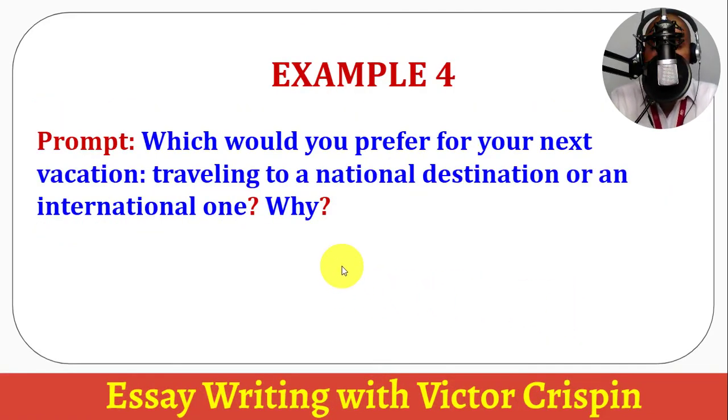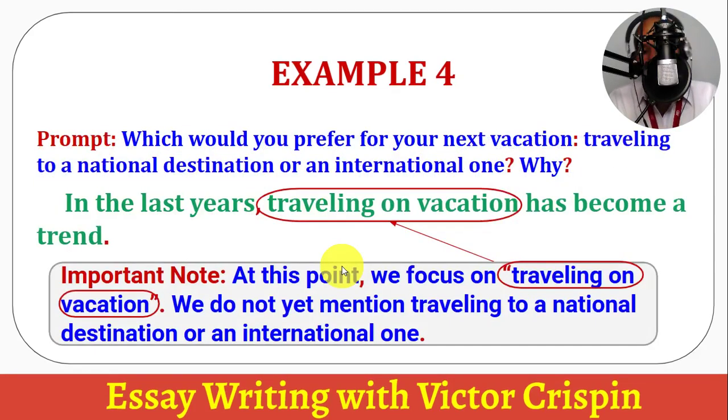Example number 4 says, which would you prefer for your next vacation? Traveling to a national destination or an international one? Why? In this case, my hook or grabber says, in the last years, traveling on vacation has become a trend. As the important note states, in this stage we focus on traveling on vacation. We do not yet mention traveling to a national destination or an international one.